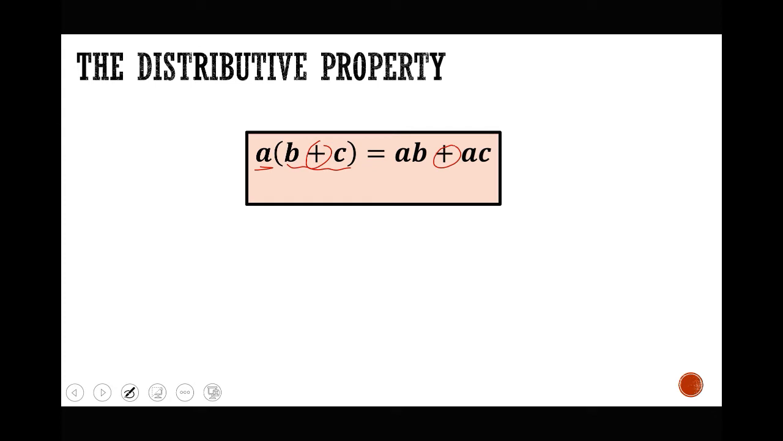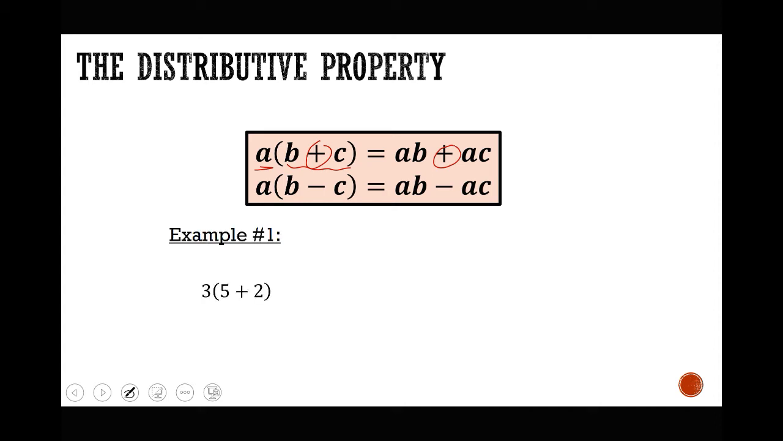We could have the same situation with subtraction. So the quantity, A times the quantity of B minus C equals A times B minus A times C. So it sounds kind of complicated when you look at it with all letters, but when we throw some numbers in there, it's not too bad.